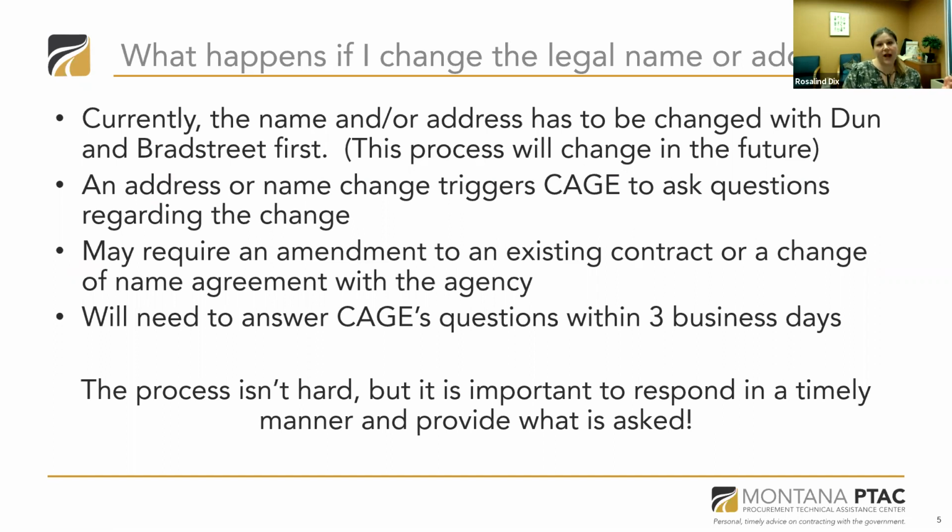But again, what that does is it triggers CAGE to ask questions regarding this change. You know, was there an acquisition that happened? Basically, why did you change it? Or why did you change addresses? It's about 5 or 6 questions that they ask, and you have to respond to them in a timely manner, within 3 business days. They send you an email, you have to answer the questions and provide any documentation that they ask you for and send it to them. And like I say at the bottom, it's not a hard process, but it's really important to respond in a timely manner. Otherwise, you have to start the process over again, and it just causes delays.